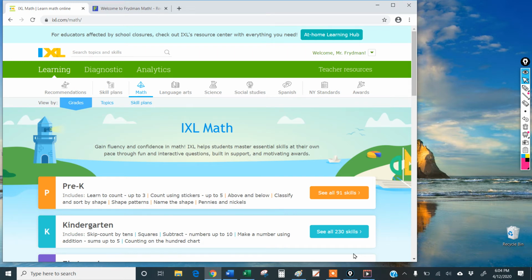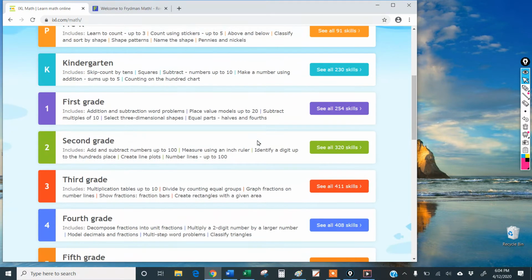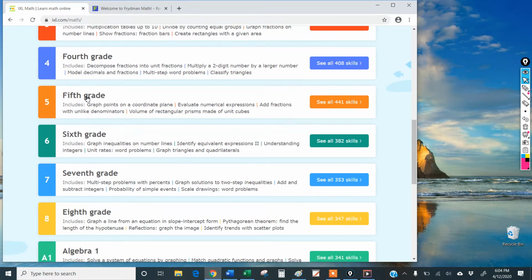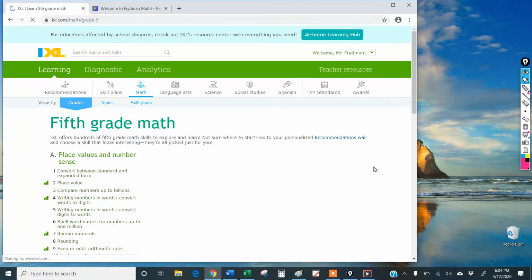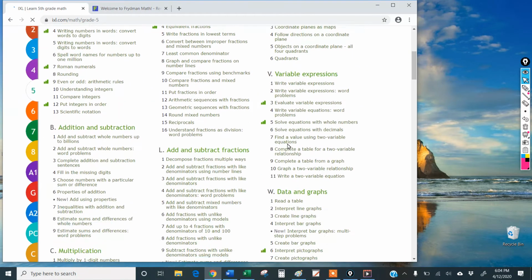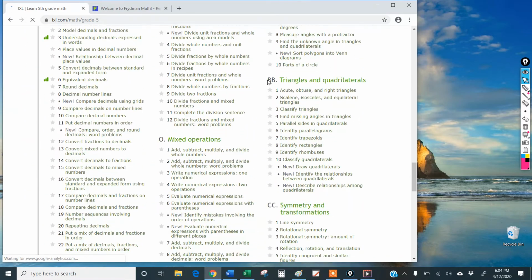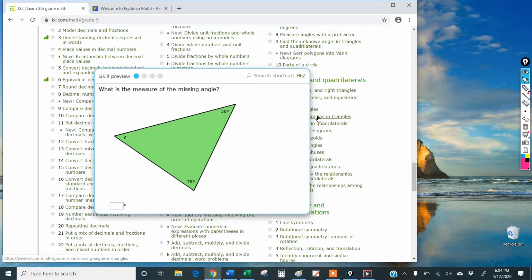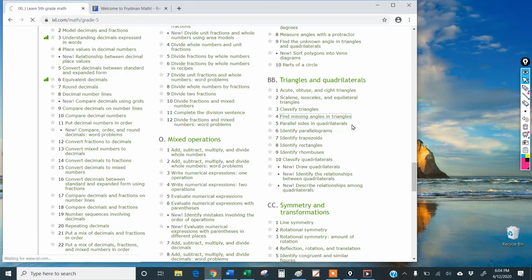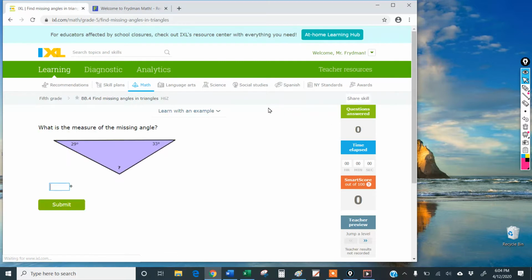Hi, everybody. Let's do IXL 5th grade BB.4. Go to Learning, go to 5th grade, and then scroll down to BB.4, Find Missing Angles in Triangles, which is, you're going to see, a very easy exercise.